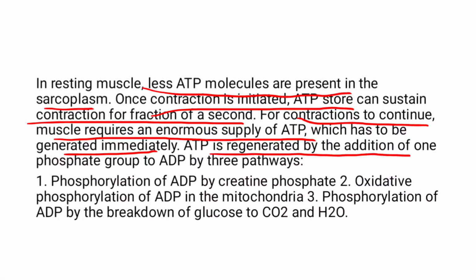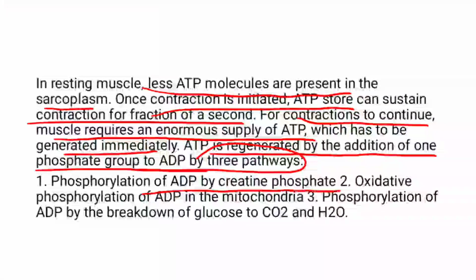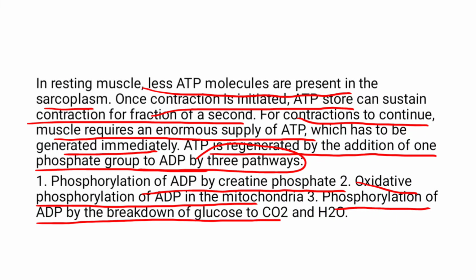ATP is regenerated by the addition of a phosphate group to ADP in three ways. First one is phosphorylation of ADP by creatine phosphate. Second one is through oxidative phosphorylation of ADP in the mitochondria, and third is through the phosphorylation of ADP by breakdown of glucose to carbon dioxide and water.